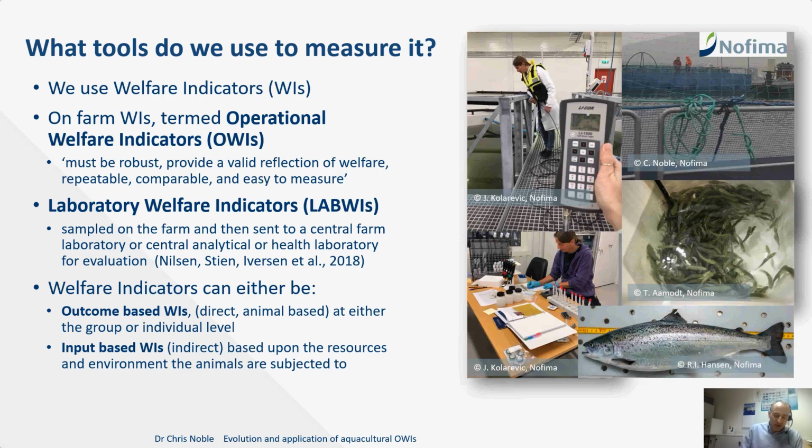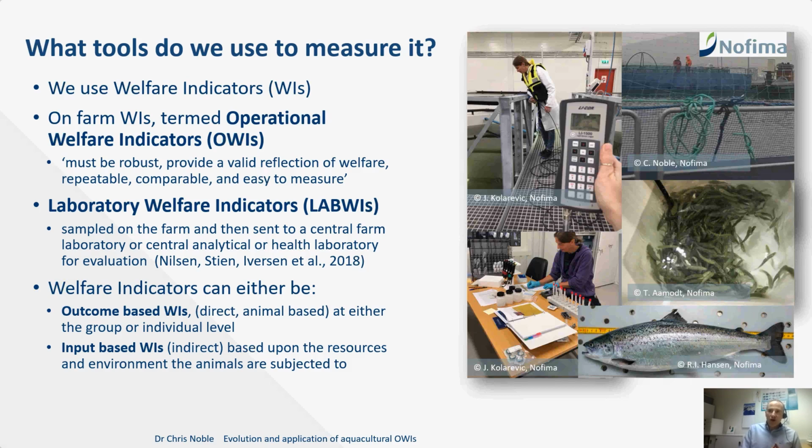So now we have the definition and a potential framework. Now we need some tools to measure it. And the tools we use to measure welfare are called welfare indicators. And we have various classes that have been developed over the years, and some of the ones we've worked on recently. And you can start with categorizing them in 2 ways in aquaculture.